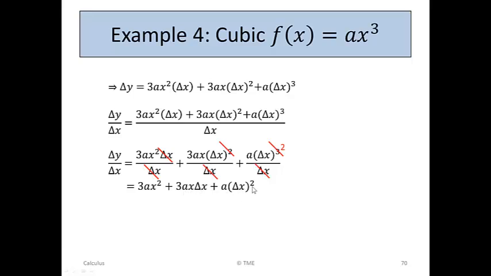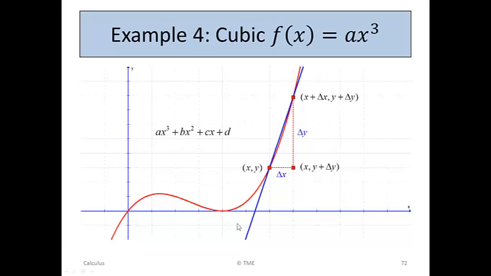And as we go for the limit, if delta x is tiny, multiplying by a tiny number means that it disappears, and multiplying twice by a tiny number will mean that that term is so close to zero it needn't be worried about. So at the limit we get delta y over delta x is dy/dx, just this part here, 3ax squared.